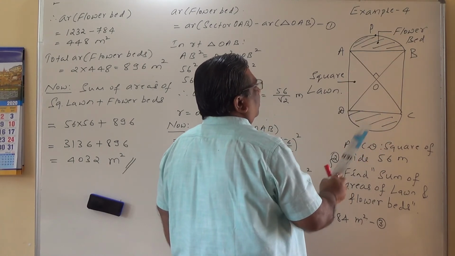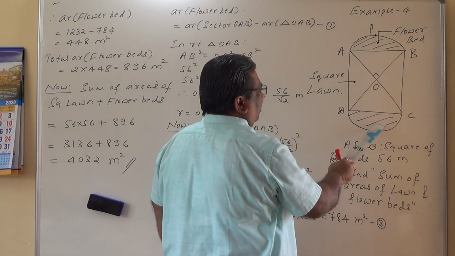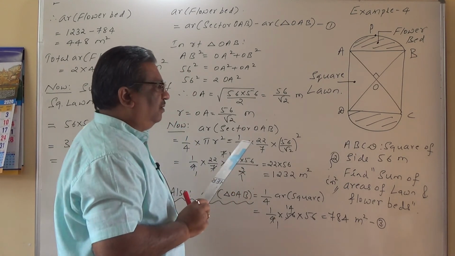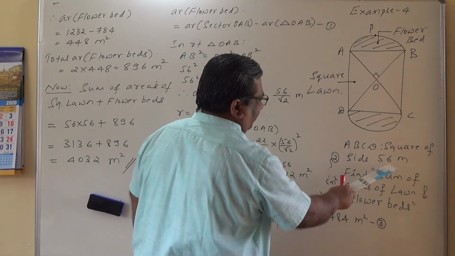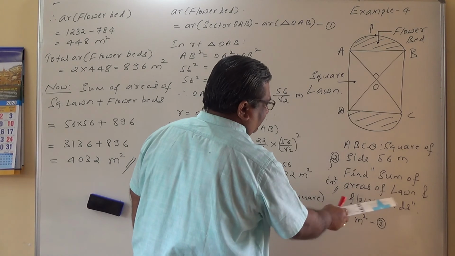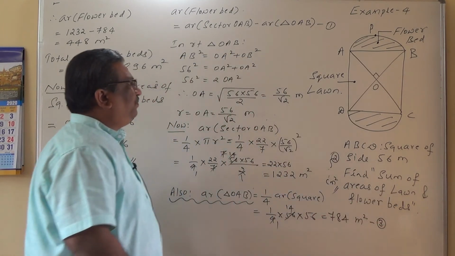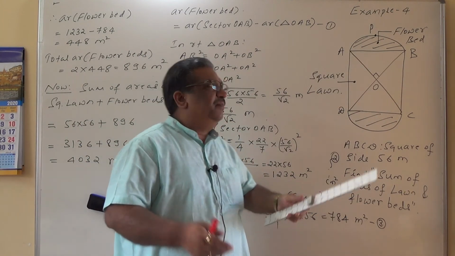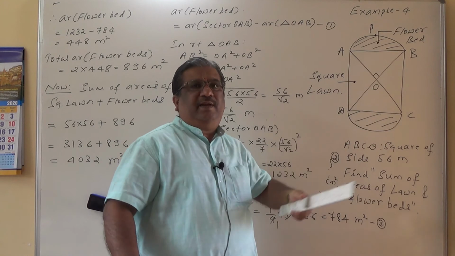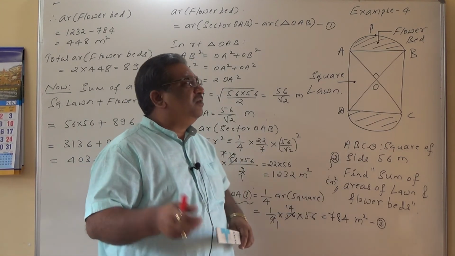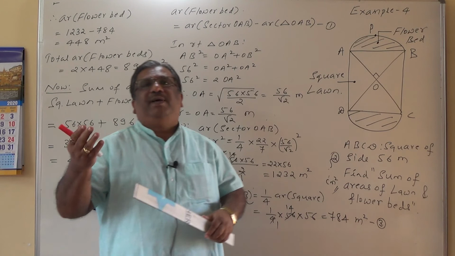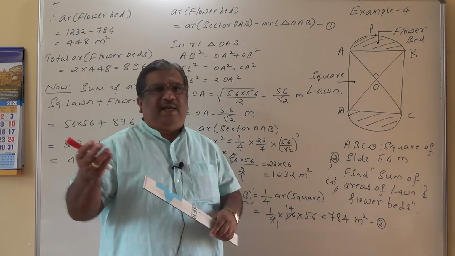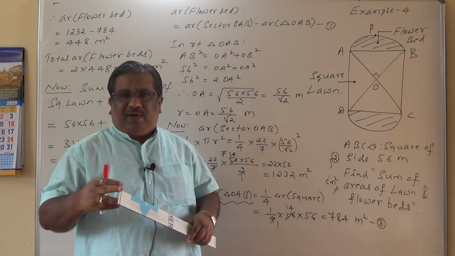Okay, so first let us find out the area of the flower bed, then we'll add that area to the square lawn. So ABCD is the square of side 56 meters. Find the sum of areas of lawn and flower beds. See, the area of the flower bed is nothing but here, it is a quadrant. Area of the flower bed is nothing but the area of the segment here. You can use the formula theta by 360 into pi r square minus r square sin theta by 2 cos theta by 2 also you can use.